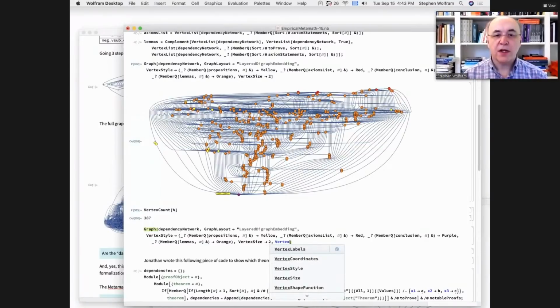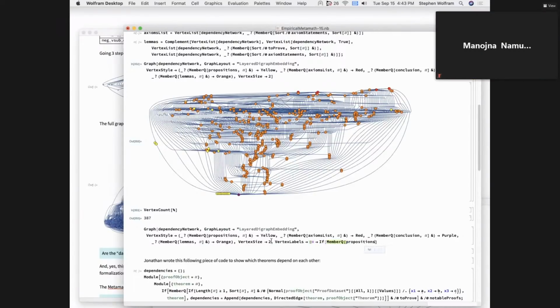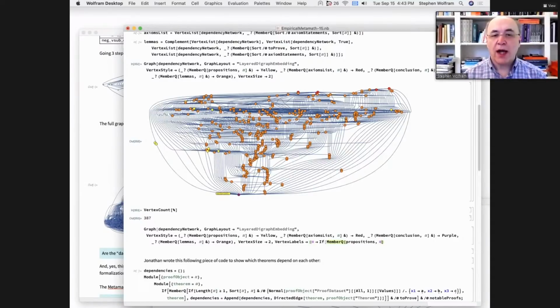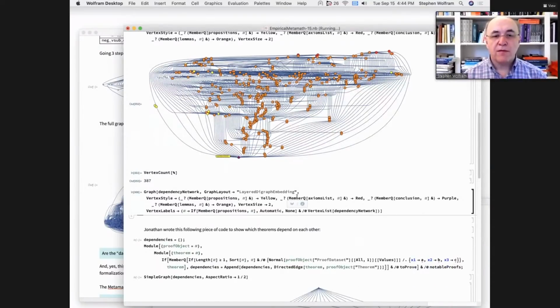Vertex labels goes to hash goes to, which ones are the yellow ones? How do I tell if, oh, if member Q propositions hash, then I want to do automatic. Otherwise, I want to do none. And I want to map that over the vertex list of the dependency network, and see if this generates a picture.